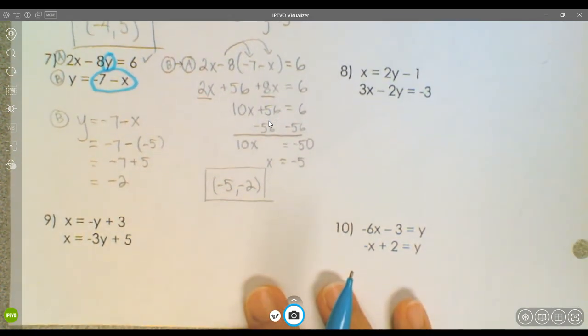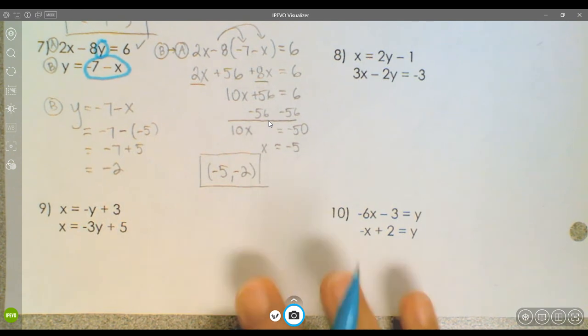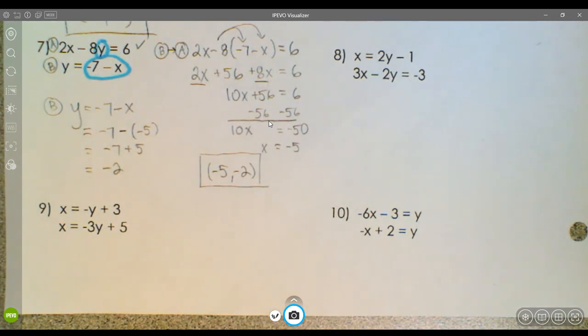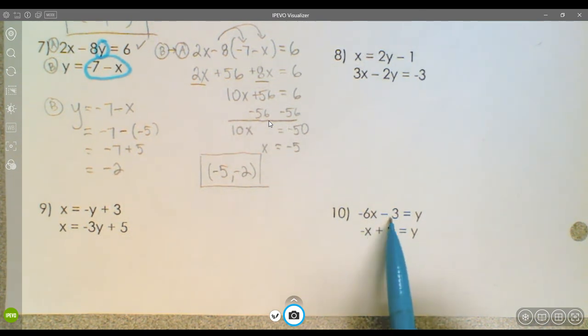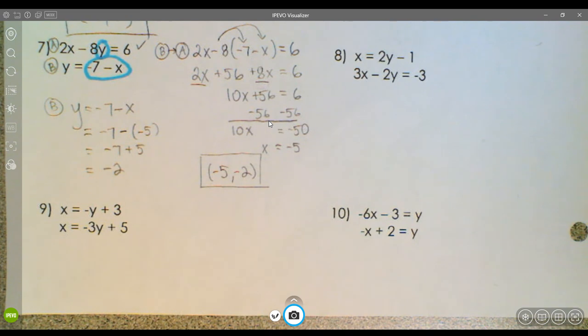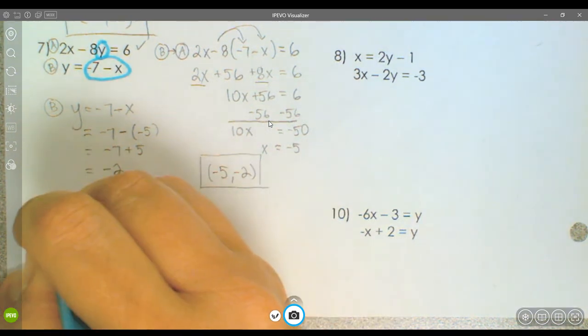So I've done the odds so far. I'm going to talk about number 9, but I also want to show you number 10 because this is what graphing looks like. This is slope-intercept form, this is slope-intercept form. I'm basically saying, when does -6x minus 3 equal -x plus 2? This is the algebraic form of graphing. It really is. Okay, so let's look at number 9 first.